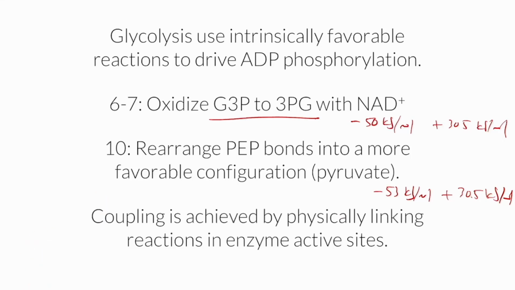This coupling is achieved, we can actually do this coupling by physically linking the reactions in active sites. So in the active sites that are involved here, basically the favorable reaction can only occur and is only sped up when coupled to the less favorable reaction, which ultimately leads to the coupled favorable reaction of forming ATP. Okay, so that's what I have on where ATP comes from in glycolysis.